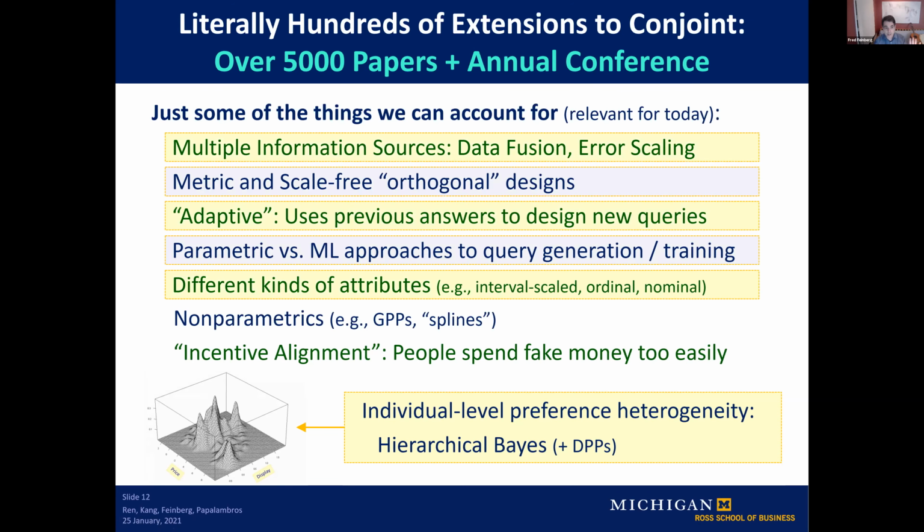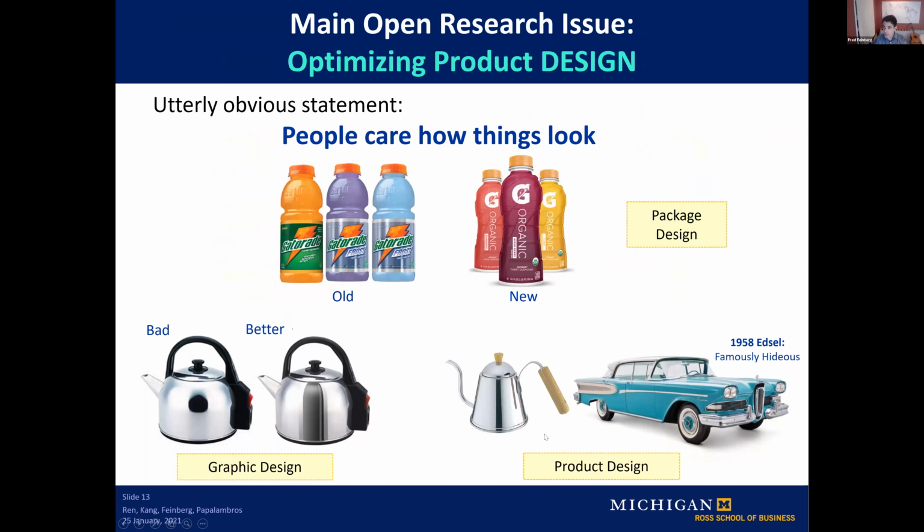So just to make it clear, today I'm going to take the first 5 of these along with the preference heterogeneity. And all of these things are going to come up in how we do the model and how we estimate it, and then how we do the optimization. So there's several parts to it. So starting where I started before, people care how things look. How can we get at that?